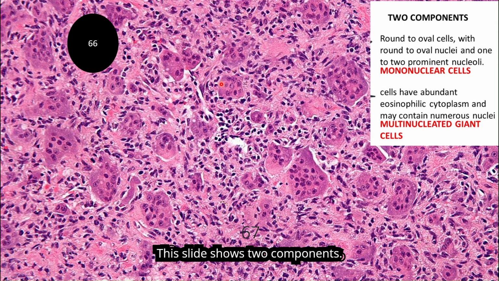This slide shows two components. One is multinucleated giant cells. They are eosinophilic cytoplasm and numerous nucleoli. And second component is the tumor component. They are round to oval cells with 1 to 2 prominent nucleoli. So this is a slide of giant cell tumor. You can identify it by presence of multiple giant cells.